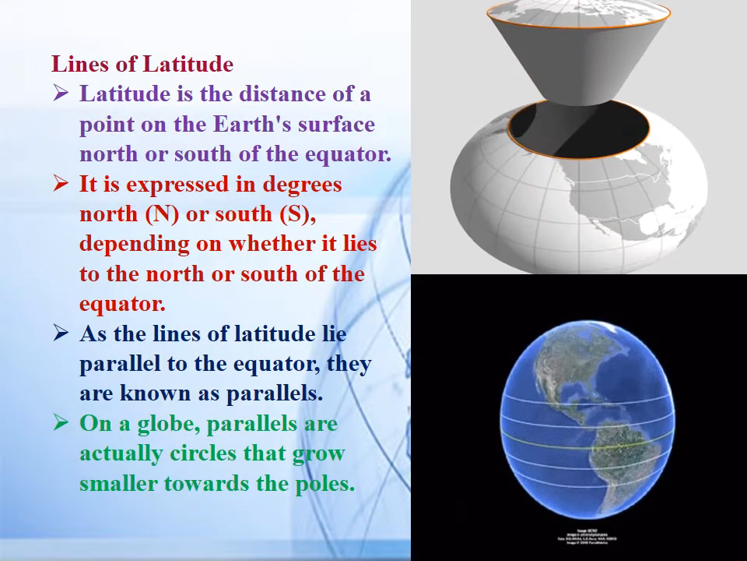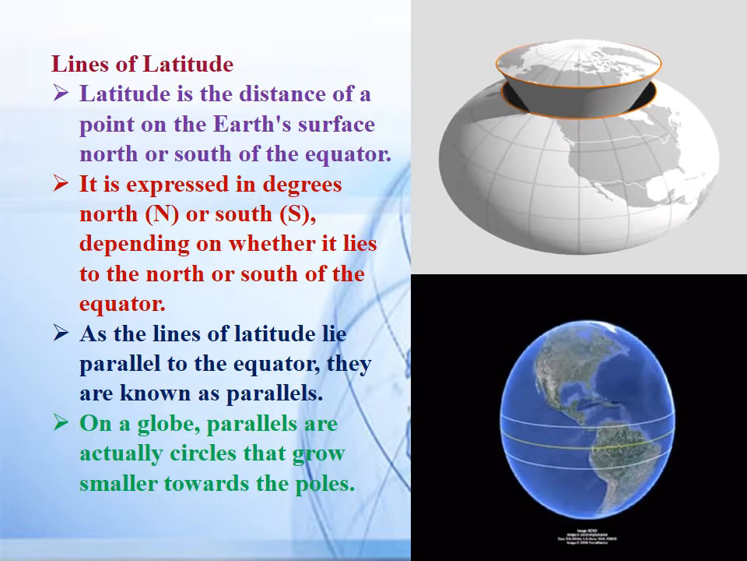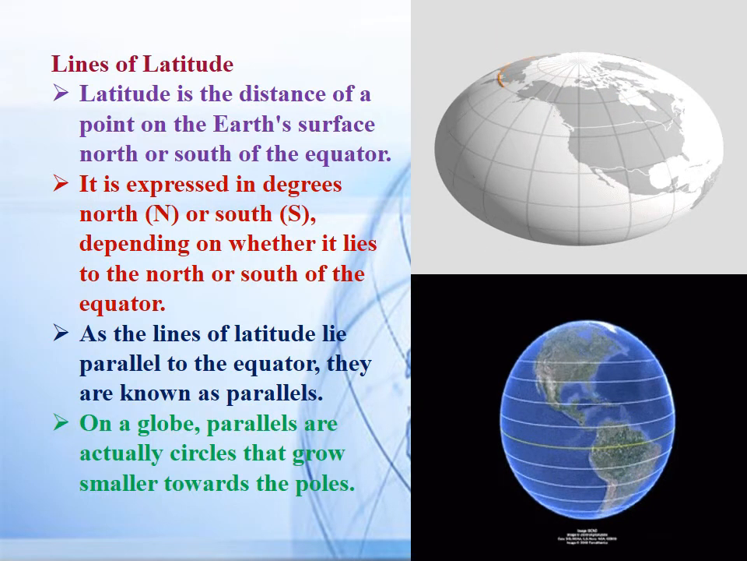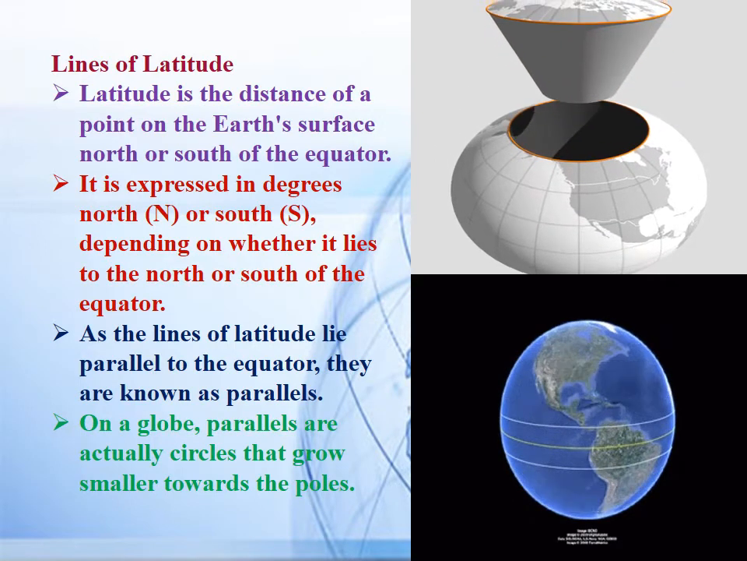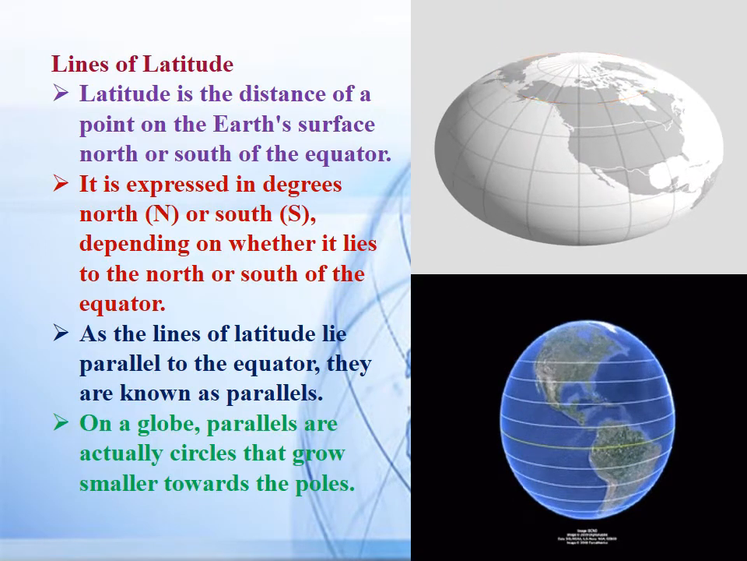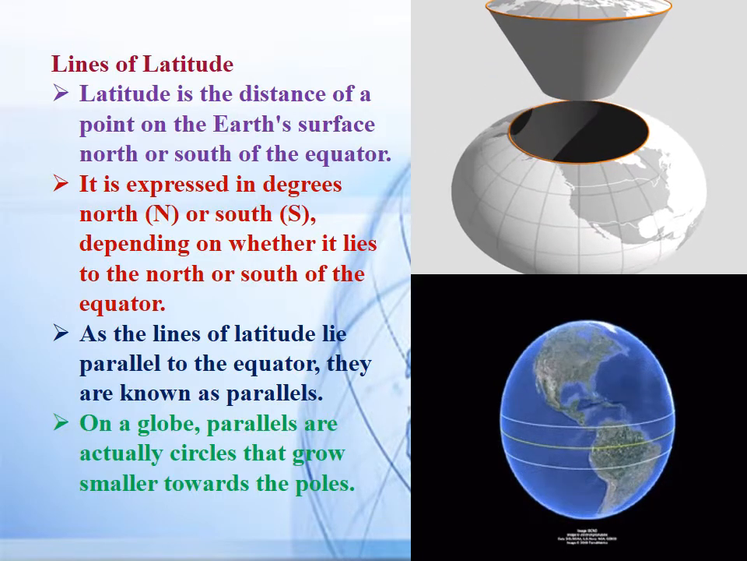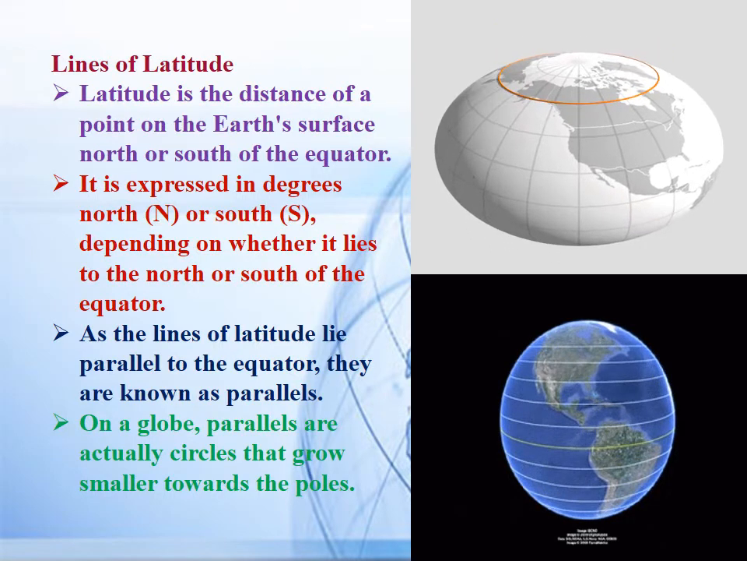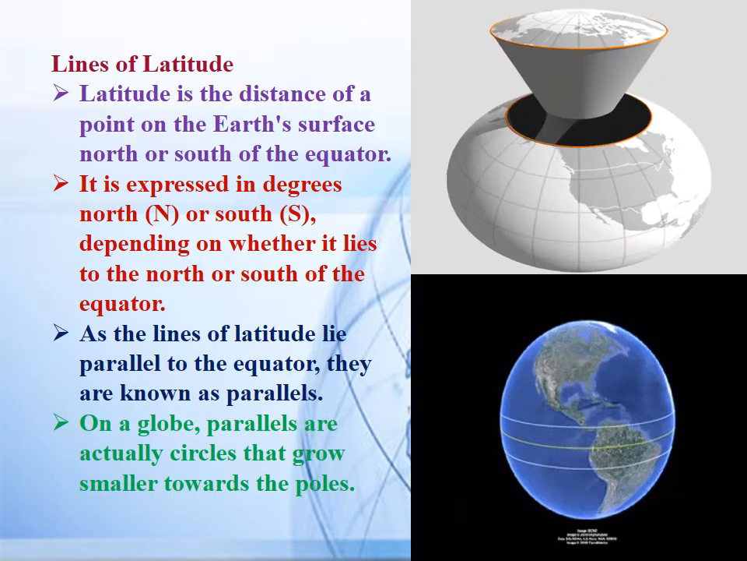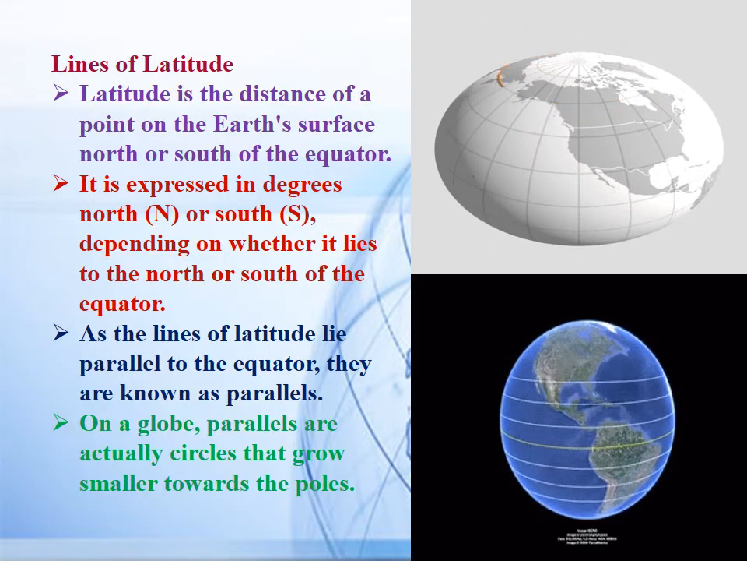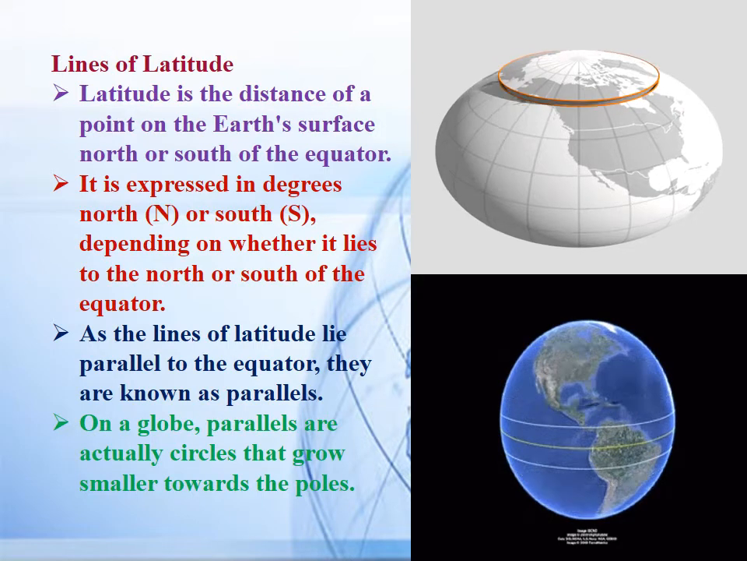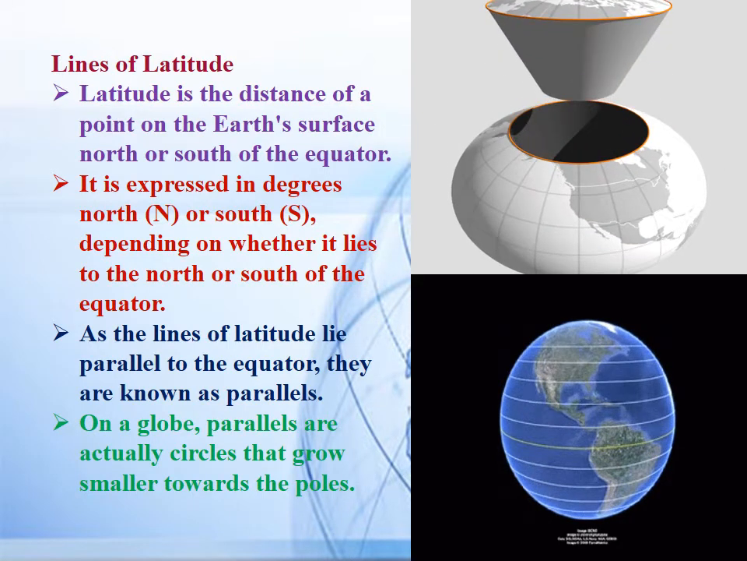Lines of latitude. Latitude is the distance of a point on the earth's surface north or south of the equator. It is expressed in degrees north or south, depending on whether it lies to the north or south of the equator. As the lines of latitude lie parallel to the equator, they are known as parallels. On a globe, parallels are actually circles that grow smaller towards the poles.